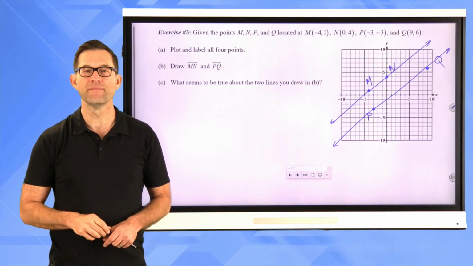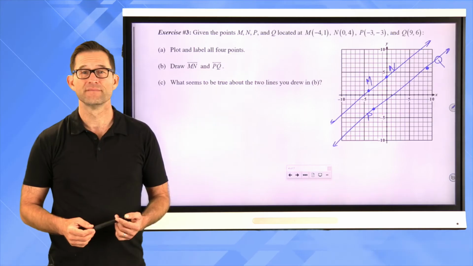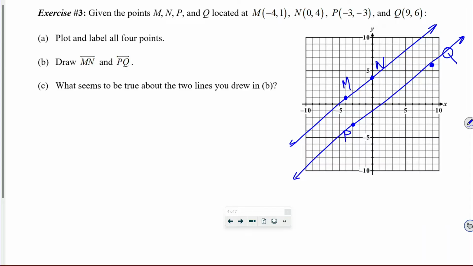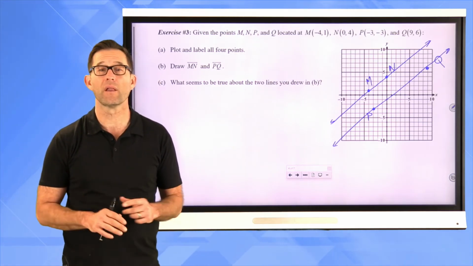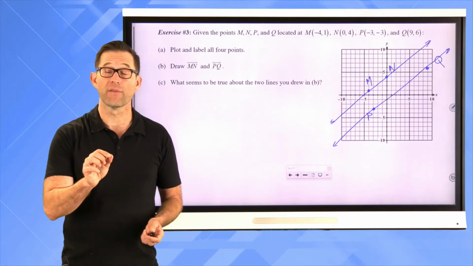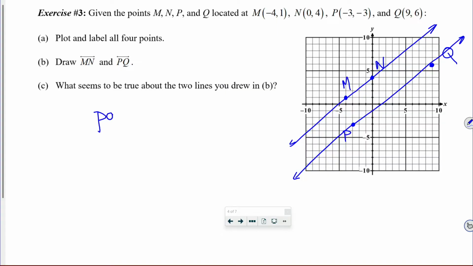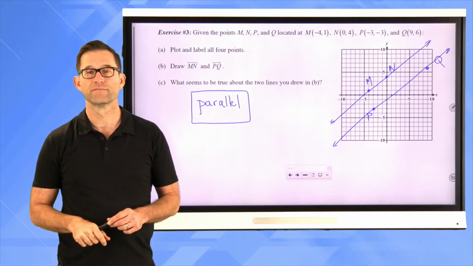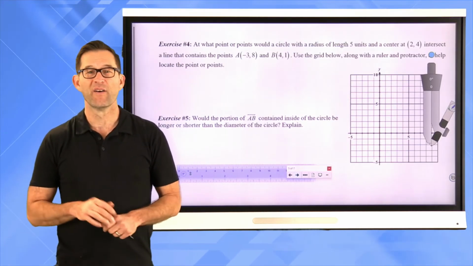All right, and letter C. What seems to be true about the 2 lines you drew in B? Go ahead and write something down. Well, if you said that they seem parallel, you're absolutely correct. These are 2 parallel lines, and eventually we'll have a way of telling that they're parallel lines. Nothing to worry about right now. All I want you to do is see that, just like in the last exercise, we could have 2 lines that are perpendicular. Here, we have 2 lines that are parallel. All right. Man, I just needed a ruler. It's all I needed. Okay, exercise number 4.